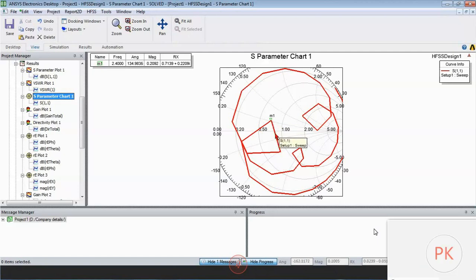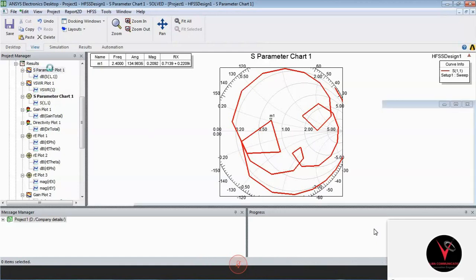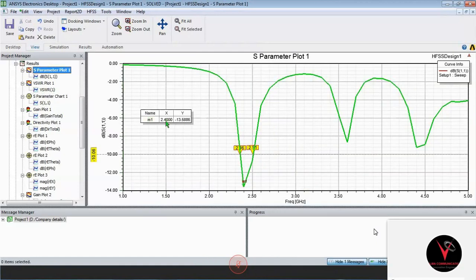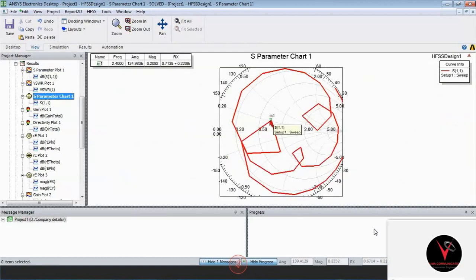Can we select M1 anywhere, sir? Or only at that point? Because you got the results from here, M1 at 2.4 only, right? Yes. That's why, in the Smith chart, we get a return loss frequency of 2.4 gigahertz. So you go for selecting the return loss only here. Okay. The return loss value, you have to take it.